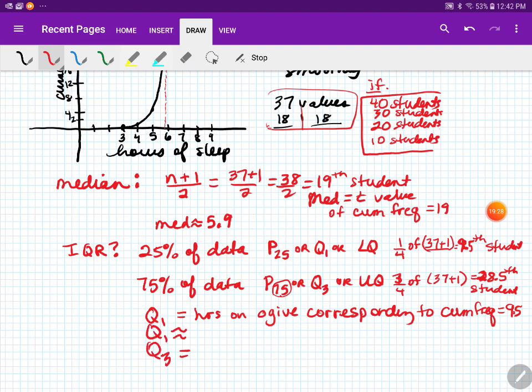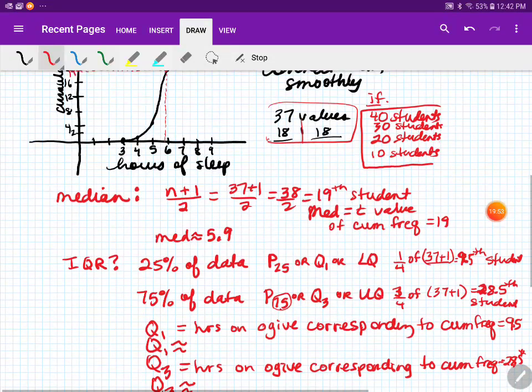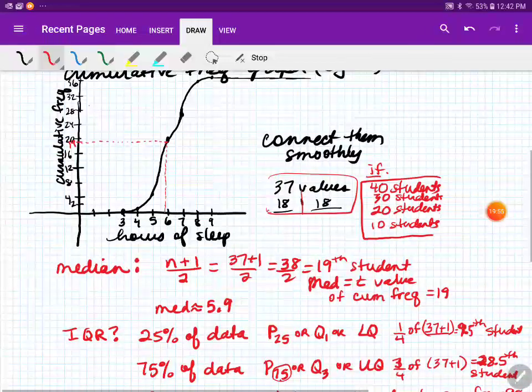And then Q3 is the hours on the ogive corresponding to a cumulative frequency of 28.5. Okay, so let's check. So let's check the graph. We're going to look for 9.5 and 28.5.